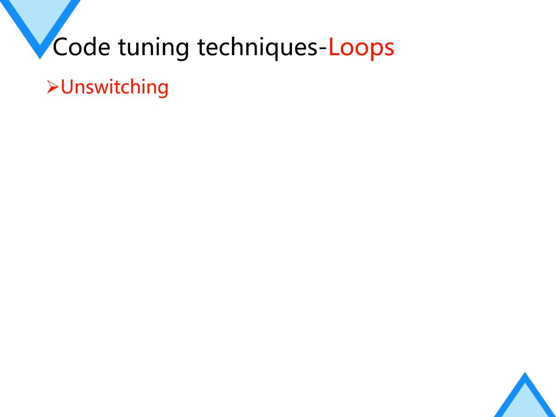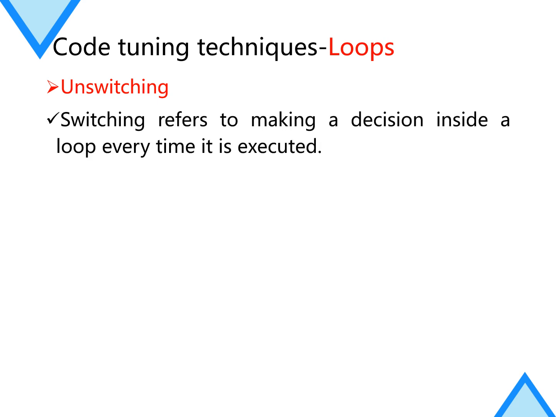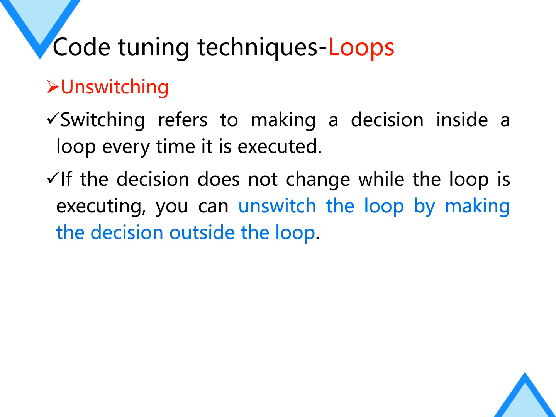The first technique is called unswitching. First we learn what switching and unswitching are. Switching refers to making a decision inside a loop every time it is executed. If the decision doesn't change while the loop is executing, you can unswitch the loop by making the decision outside the loop. So it is a very simple technique.